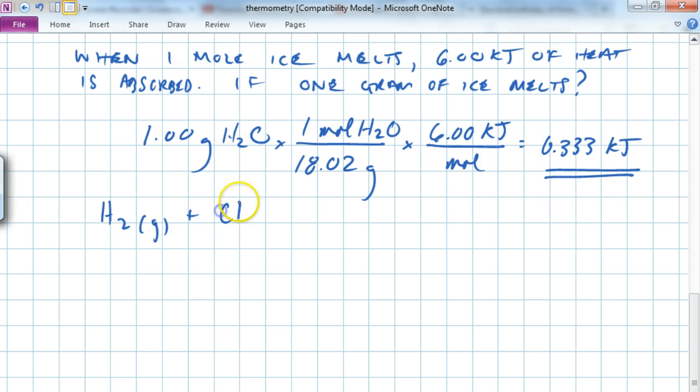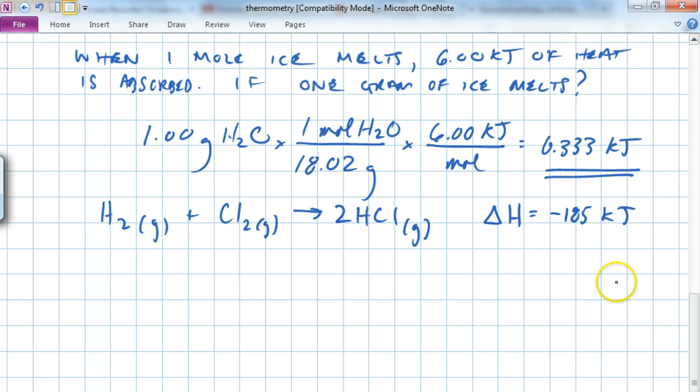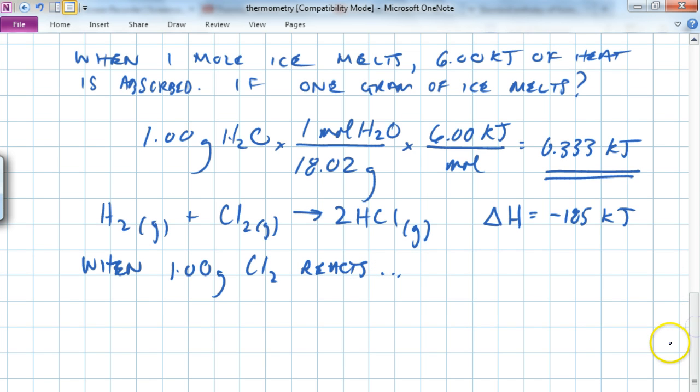Reaction of hydrogen gas with chlorine gas to produce hydrogen chloride. Delta H for that reaction, as it's written, is negative 185 kilojoules. Now the question says, when 1 gram of chlorine reacts, what happens in terms of heat? Again, we're going to start the same way.